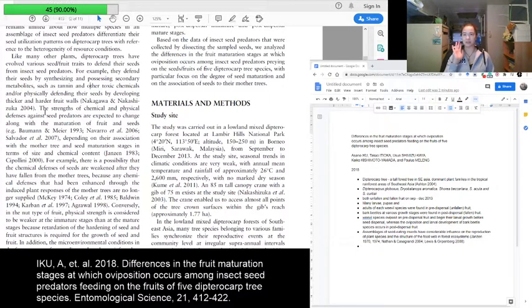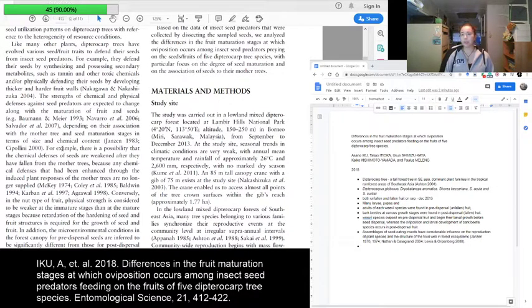The strengths of chemical and physical defenses against seed predators are expected to change along with the maturation of fruit and seeds, depending on their association with the mother tree and seed maturation stages in terms of size and chemical content. Okay, so seed predators and their defenses change over time, basically.